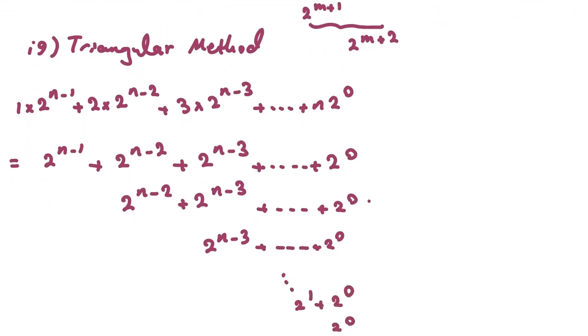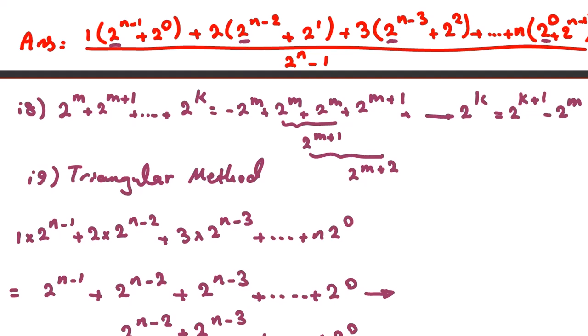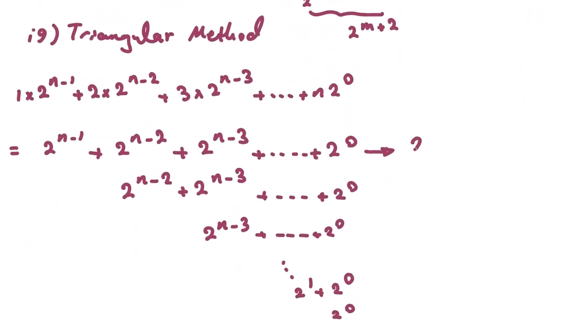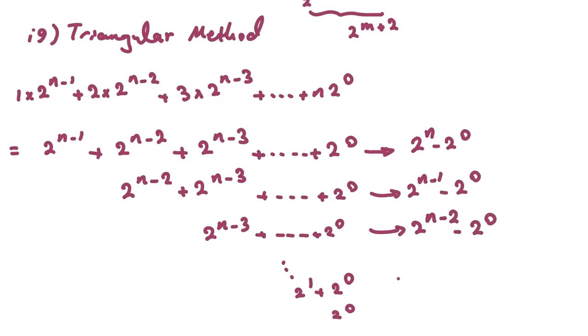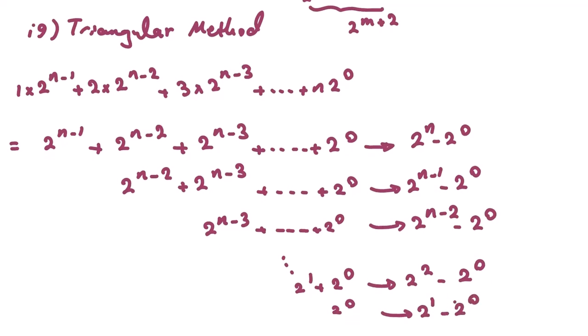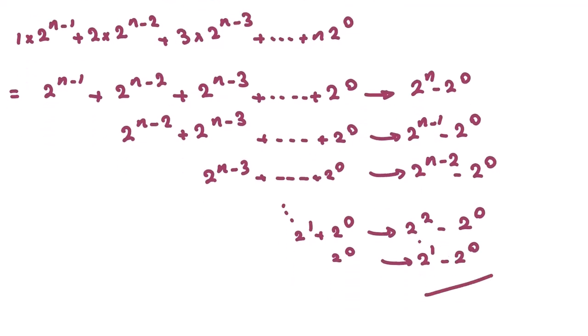Now, the first line is what? By idea 8, where I said 2 to the k plus 1 minus 2 to the m, you can say it is 2 to the n minus 2 to the 0. Here, it's 2 to the n minus 1 minus 2 to the 0. Here, 2 to the n minus 2 minus 2 to the 0. Here, 2 squared minus 2 to the 0. Here, 2 to the 1 minus 2 to the 0. Okay, so if we add all these numbers, 2 to the 1 to 2 to the n, again, if you use the same idea, it's 2 to the n plus 1 minus 2.